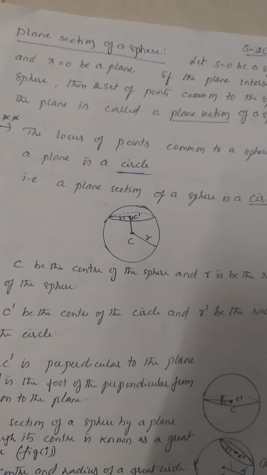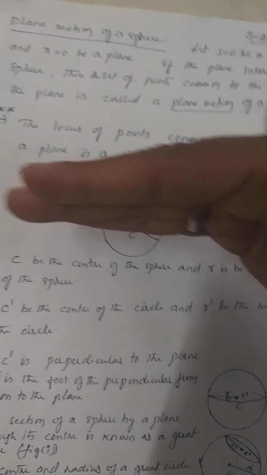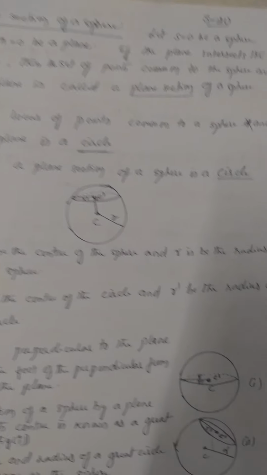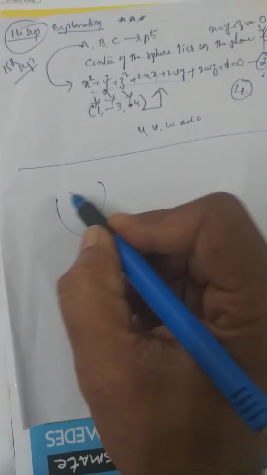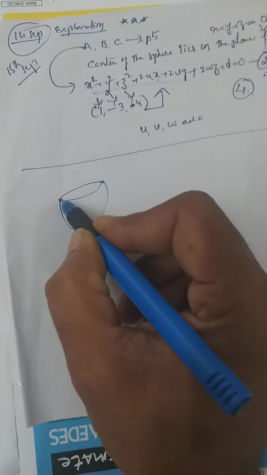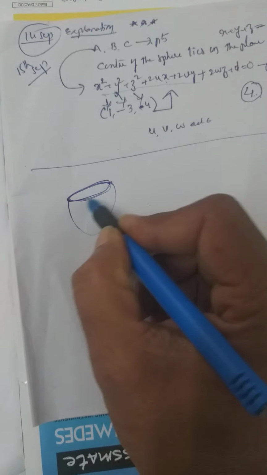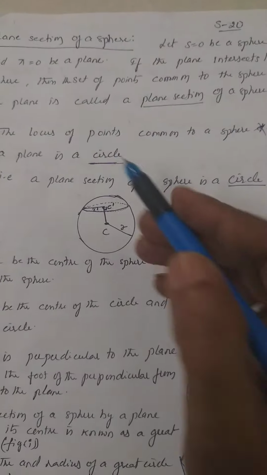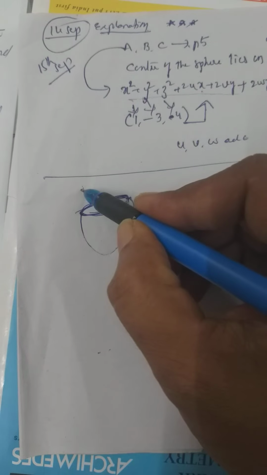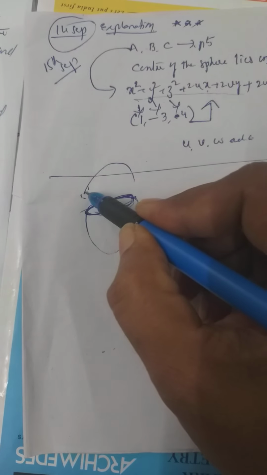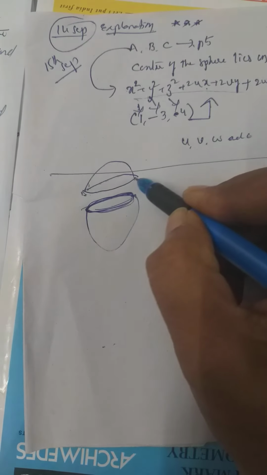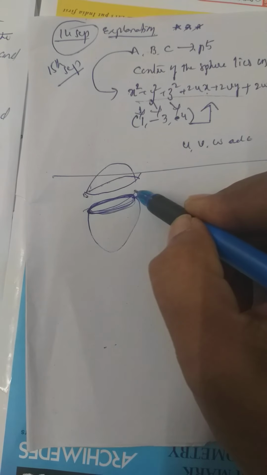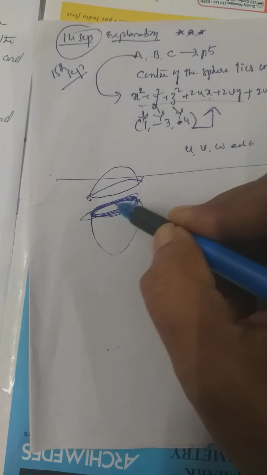This is the diagram. If this is a sphere, and the plane cuts the sphere, that portion will be like this, right? That upper portion will be like this. This upper portion is a circle. If the plane cuts this sphere at this point, the portion will be like this. The other part will be like this, right? Now this portion is called the common portion.